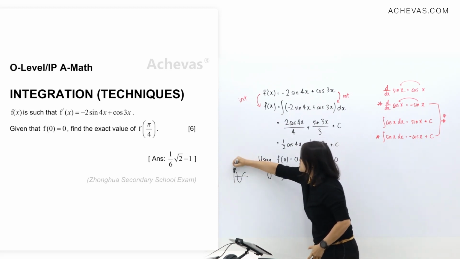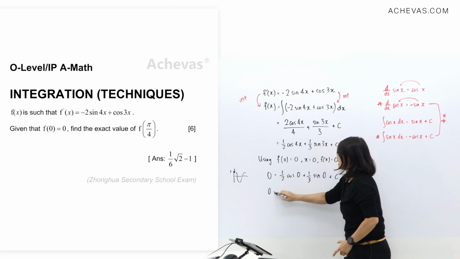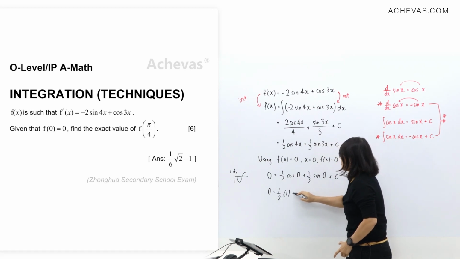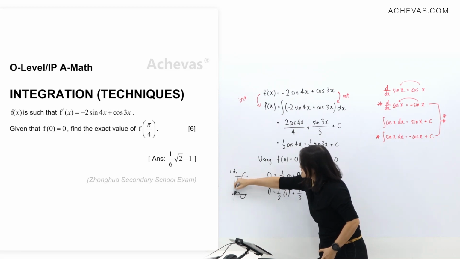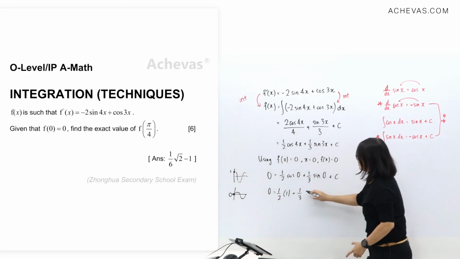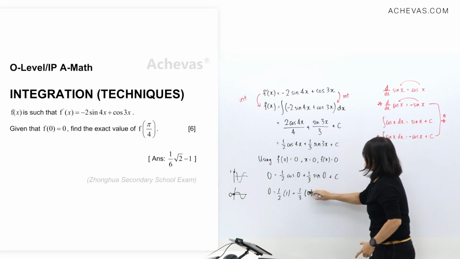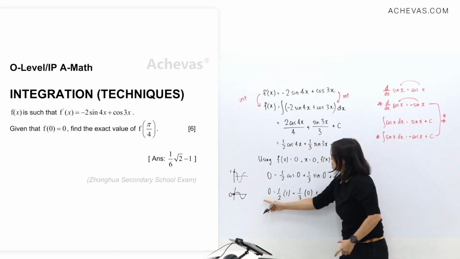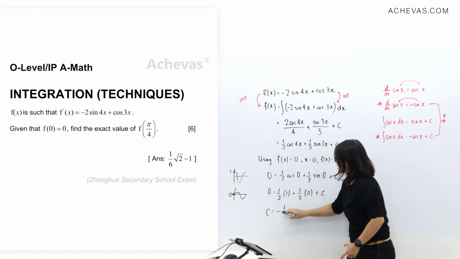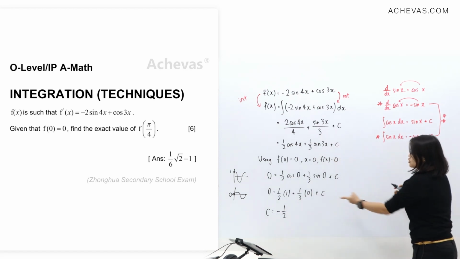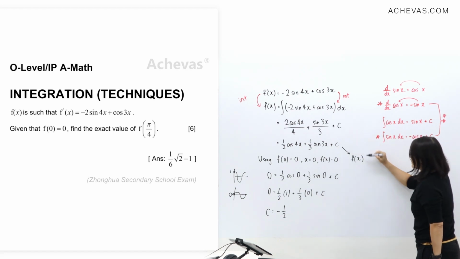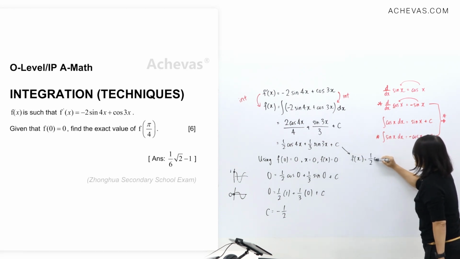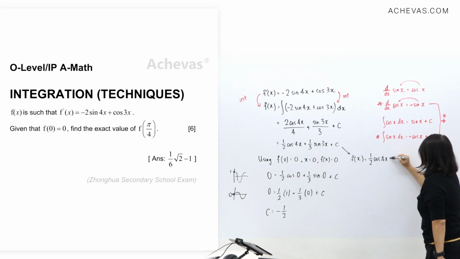Cosine 0, this position here, is going to be 1. So 1/2 times 1 plus, for sine it is okay. On the sine graph, the starting value will be 0. So here will be 0 plus c. Moving 1/2 over, I'll have the answer c as negative 1/2. So now I have the c value. Let me rewrite f(x) now by replacing c with negative 1/2.